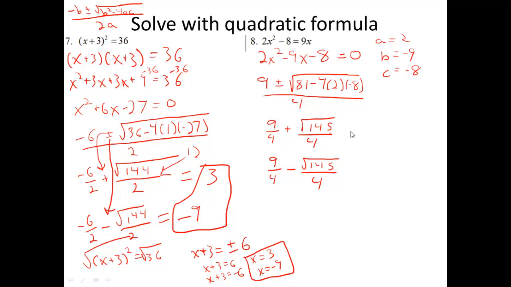So we'll have 9 over 4 plus 12.04 divided by 4. And this is going to equal 5.26. We're going to have to subtract it. And we get a negative 0.76.